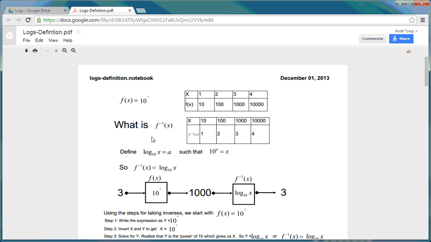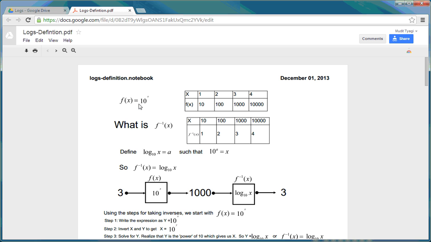Now remember the definition of an inverse function. So f to the minus 1 of x, f inverse of x, is such that if I input the value of the original f of x, I'm going to get as output the value of x. So let's make it less confusing by looking at an example in tabular form.